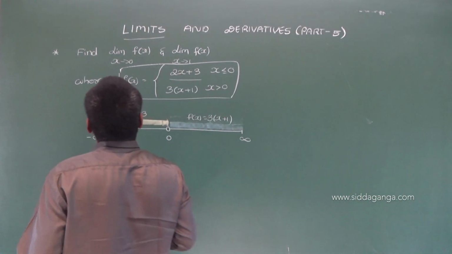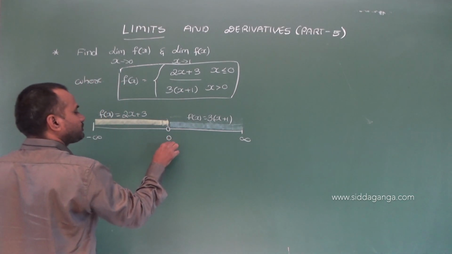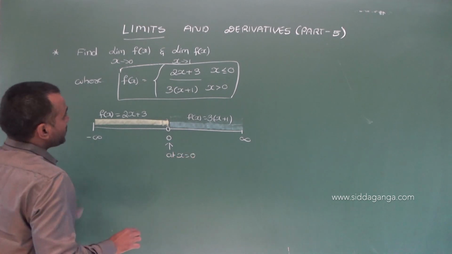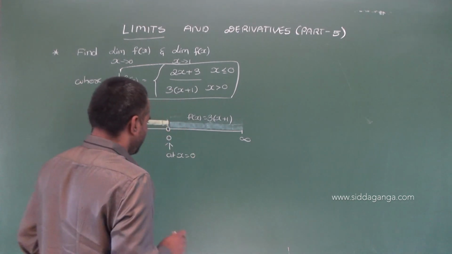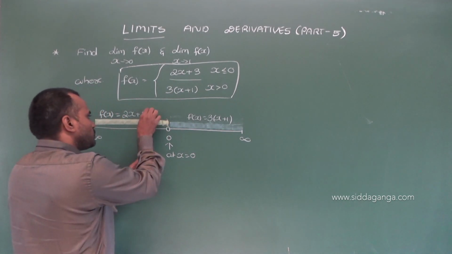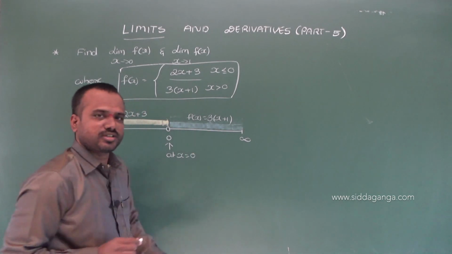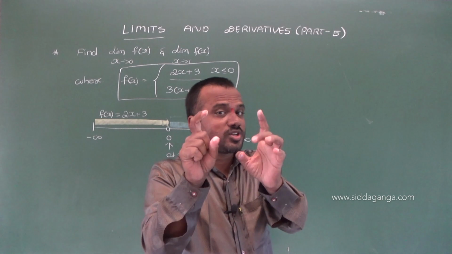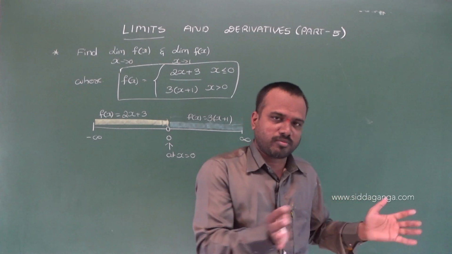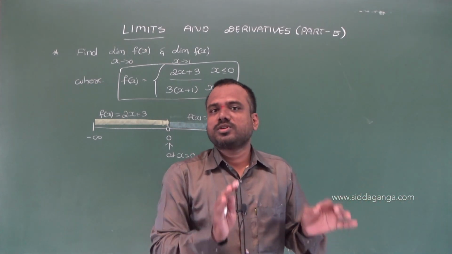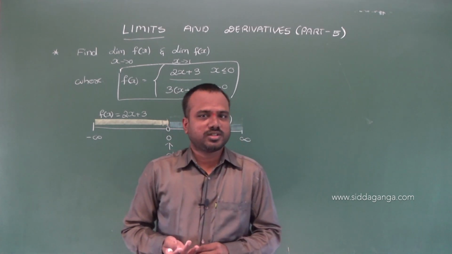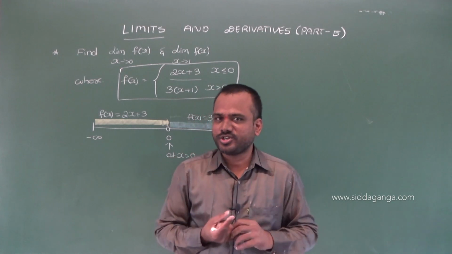The first question: we are finding the limit at x is equal to 0. X tends to 0. See, observe here, x tends to 0 from the left side is 2x plus 3, from the right side is 3 into x plus 1. Different functions are given. In the previous problems, if you take any domain, the function is the same, correct? That's why we use only one function.